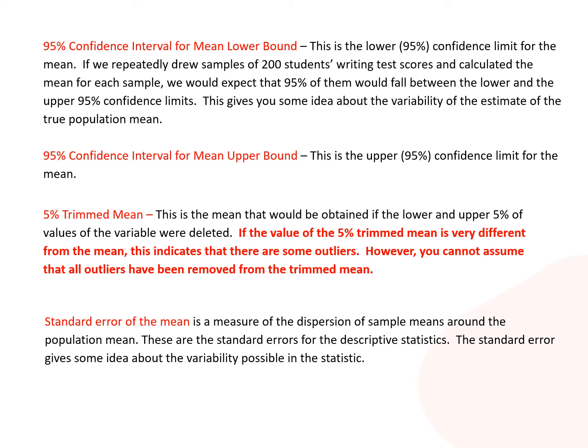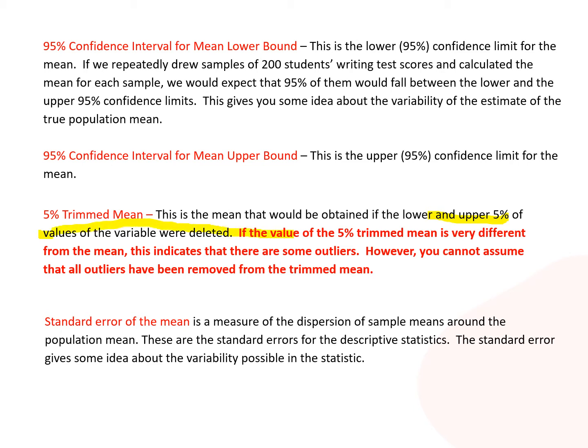Okay, so we do have other terms also for descriptive statistics. So we have the 95% confidence interval for the mean lower bound and the 95% confidence interval for the mean upper bound. So you may read the definitions of these, but I just want to give emphasis on the 5% trim mean. Now, the 5% trim mean is defined as the mean that will be obtained if the lower and upper 5% values of the variable were deleted.